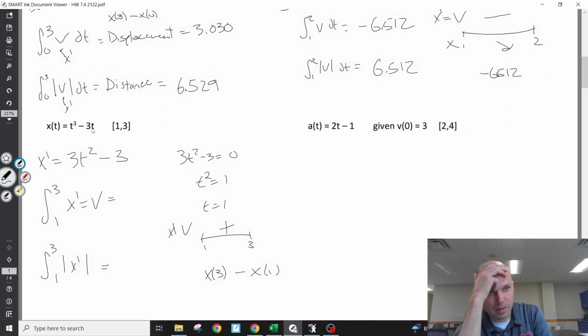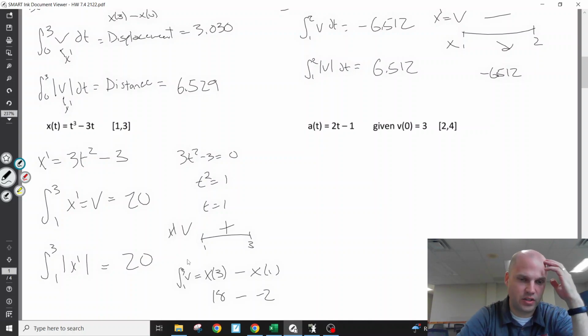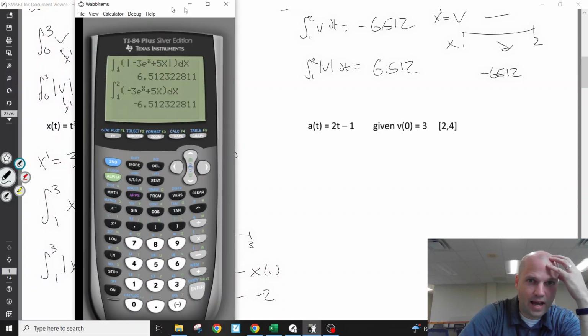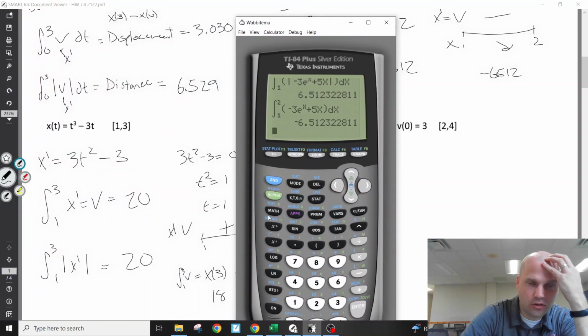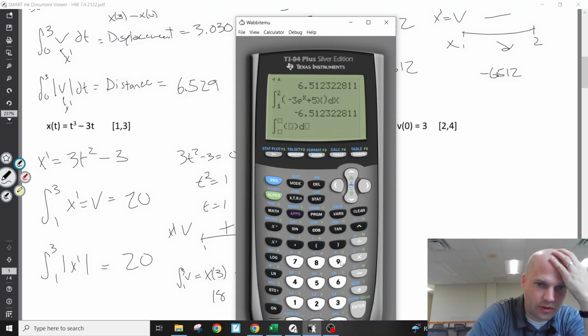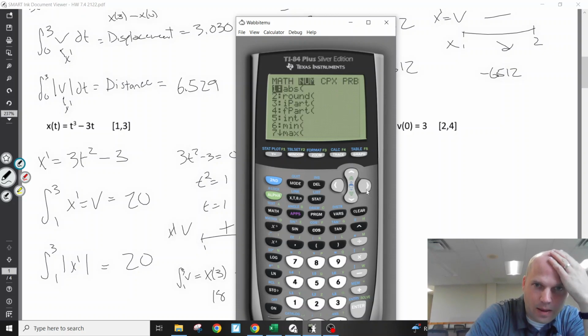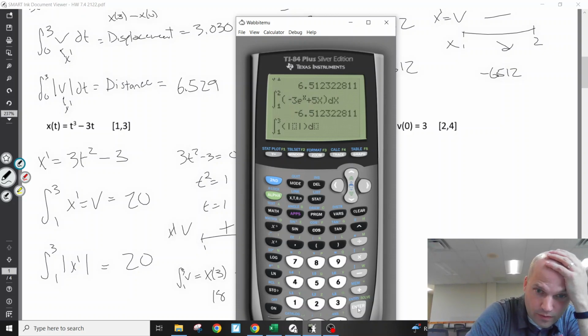27 minus 9 is 18. Minus negative 2 is 20. Both of these answers are going to be 20. Okay? This is me finding the area under my velocity just by finding the change in position. This is going to give me my displacement and my distance because my velocity is positive consistently. Let me just show you that, and this is good for your understanding of what exactly is going on. If I go to 1 to 3, math, num, abs, the derivative, 3t squared minus 3.